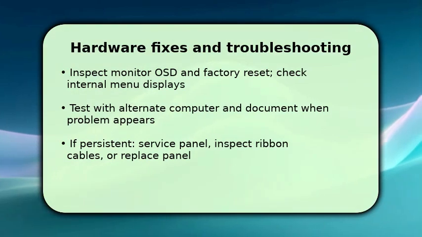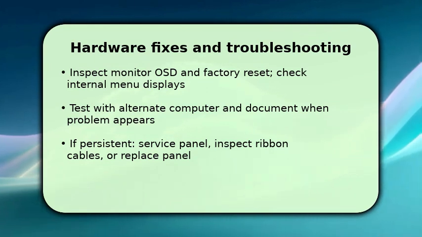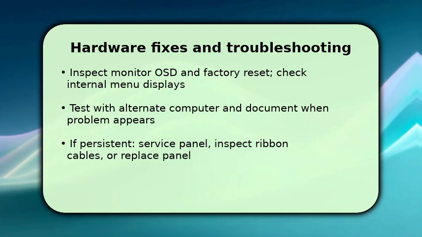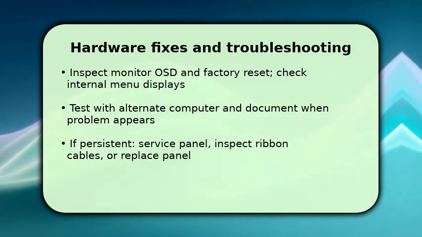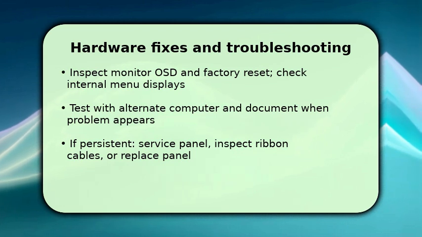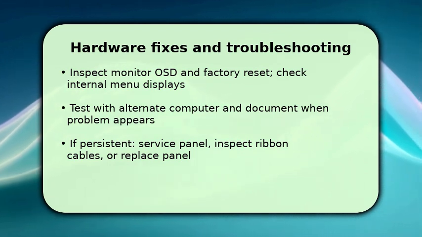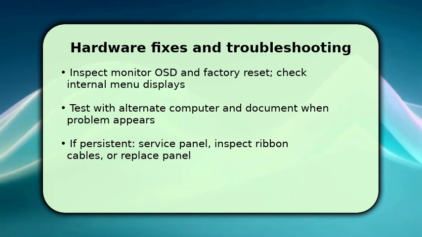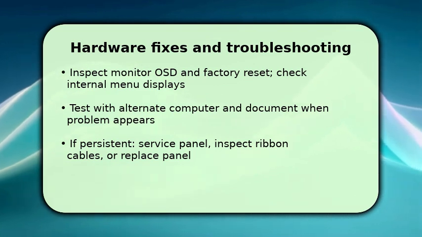Finish with focused hardware inspection and a decisive plan. Use the monitor OSD to run a factory reset and verify whether the internal menus also show half the screen. If menus are normal, the issue is likely the video input. Test the monitor with another computer and note when the fault occurs to prove reproducibility.